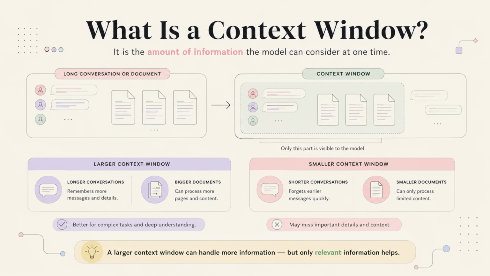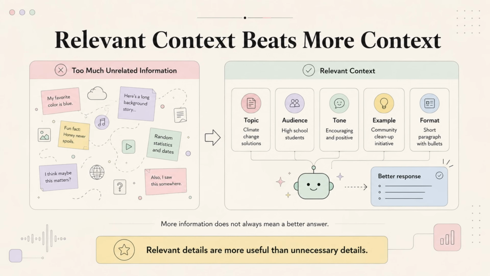A larger context window can support longer conversations and bigger documents. But more information does not always produce a better answer. Relevant information is more useful than unnecessary information.